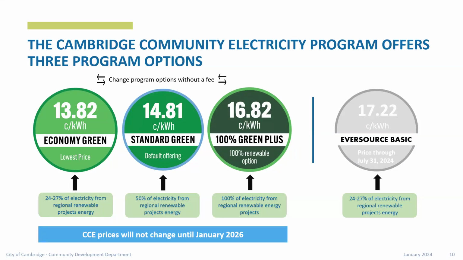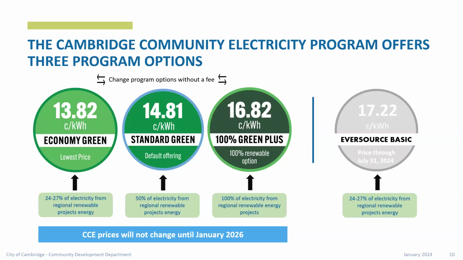The next option is Standard Green, which is the default option that all accounts are enrolled in when they're opened. Standard Green costs 14.81 cents per kilowatt hour and includes 50% of its electricity from local renewable energy projects. If you're enrolled in CCE, this is the option that you're enrolled in unless you've taken action to opt out into a different program option.